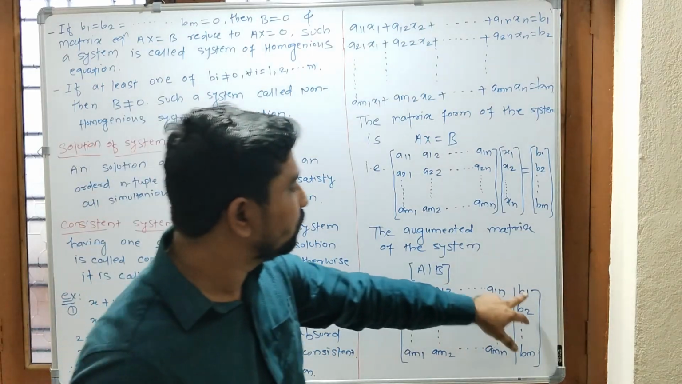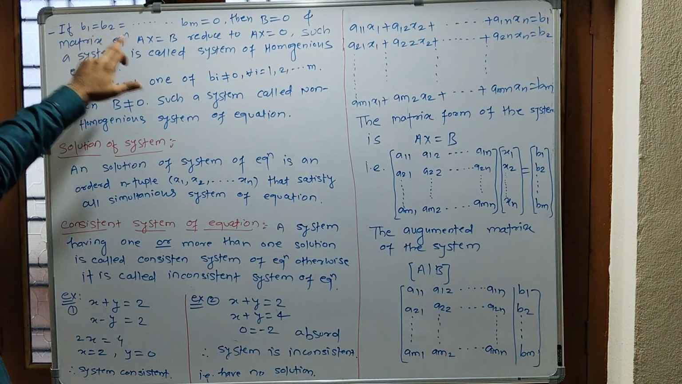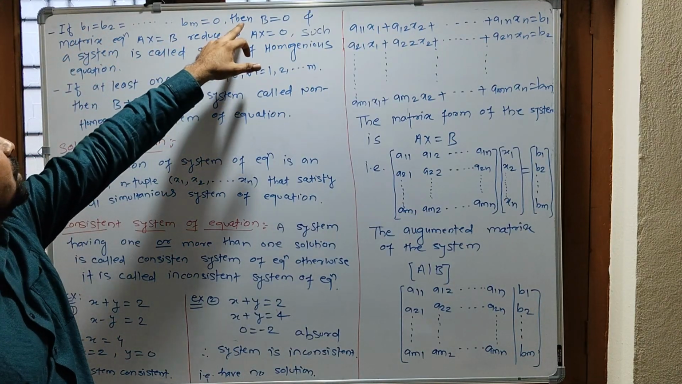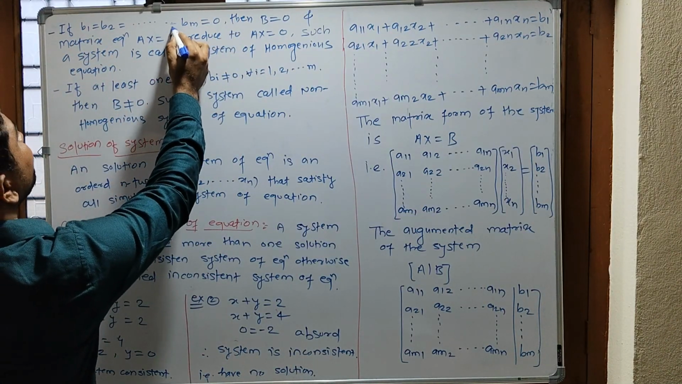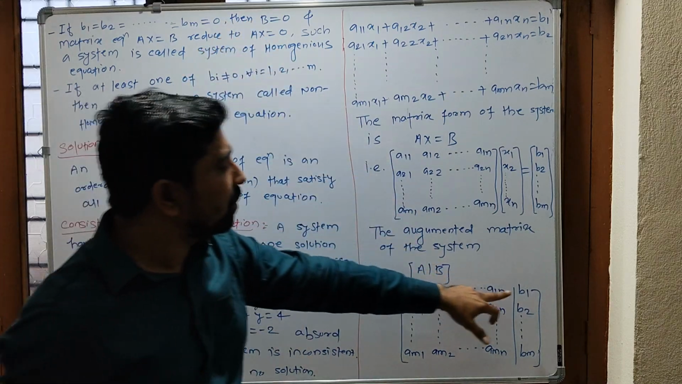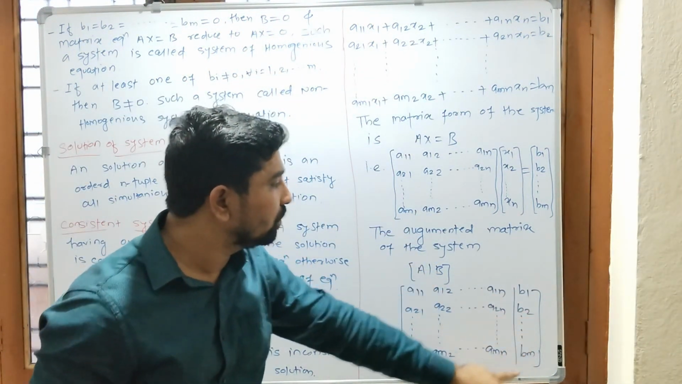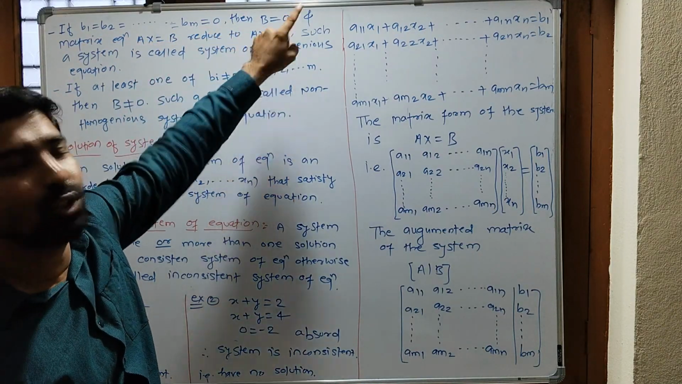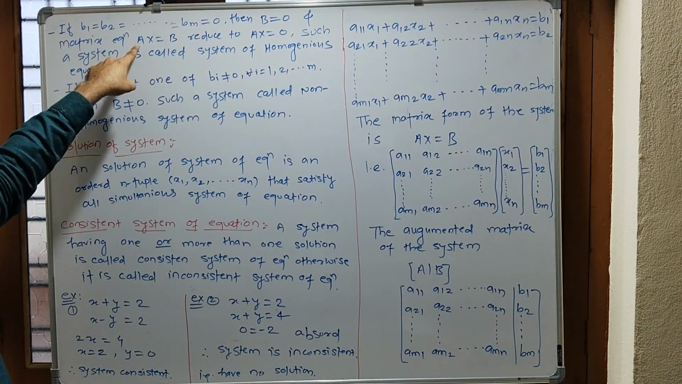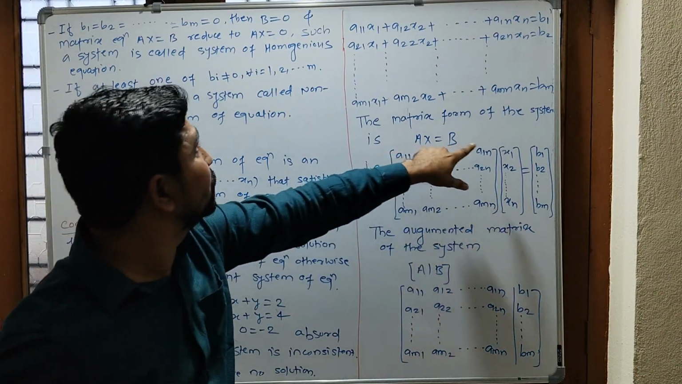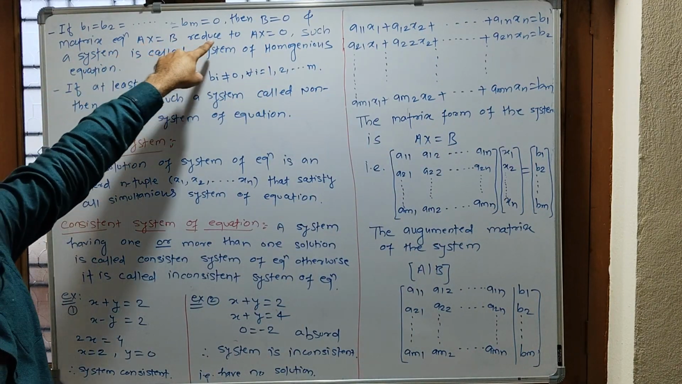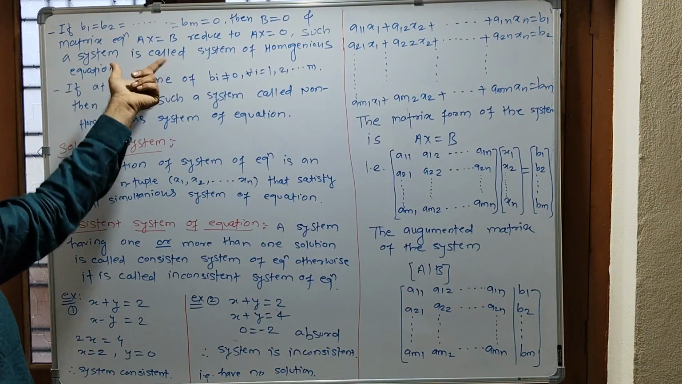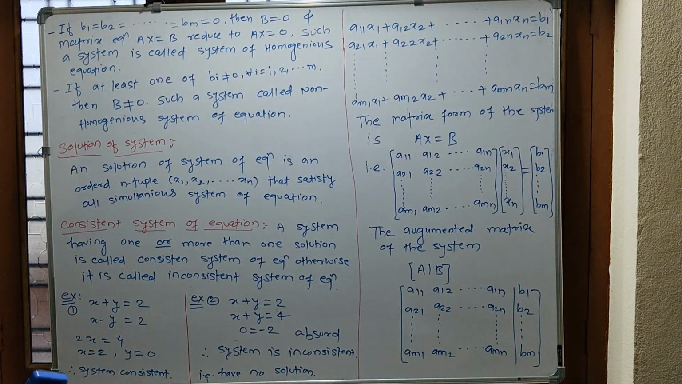Now, if b1, b2 up to bm are all 0, then the constant column matrix b is 0. So the matrix equation Ax = B is converted into Ax = 0. Such a kind of system is called a homogeneous system of equations.